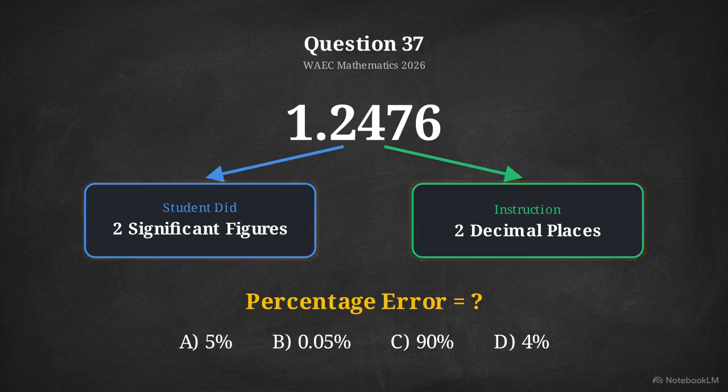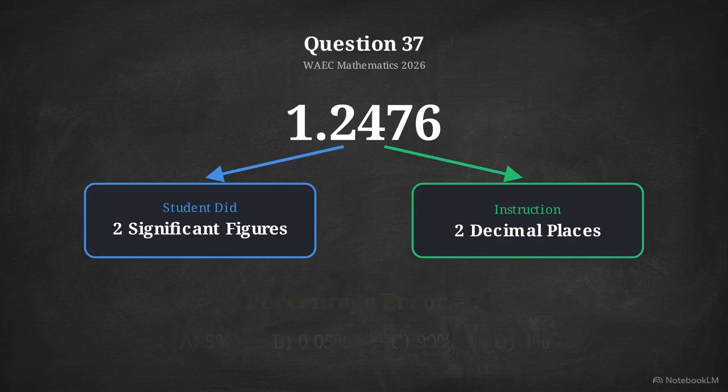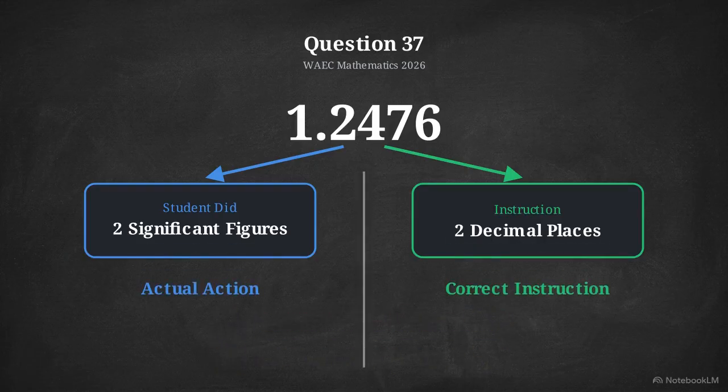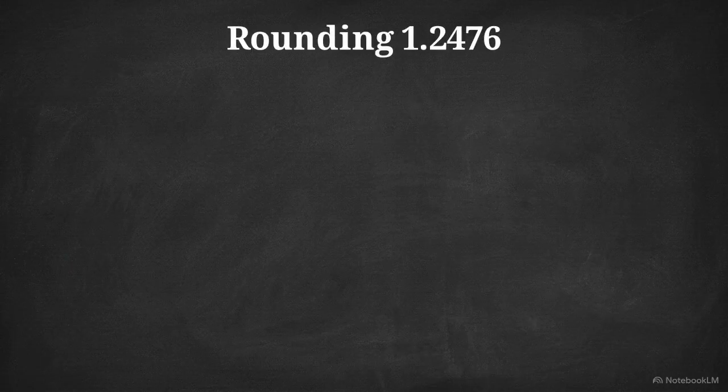Look closely at these two instructions. The student used two significant figures, but they were instructed to use two decimal places. Many students lose points here before calculating anything. You must carefully separate what the student actually did from what they were instructed to do. Let us find the correct answer the student should have written.